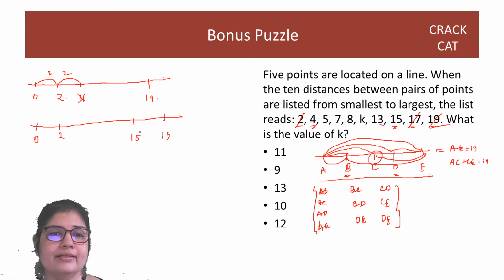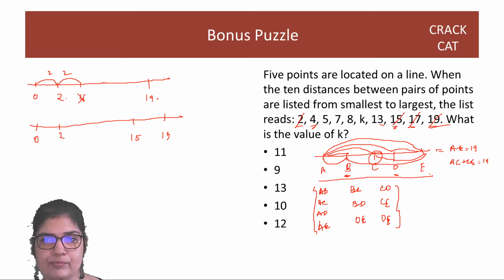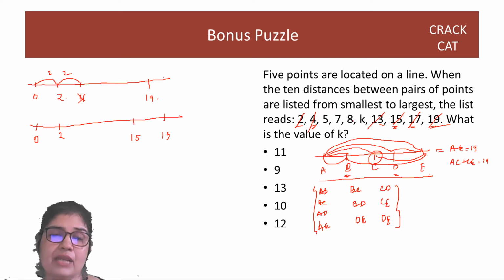So now, what other distances have we got? We have got 15 as a distance, 0 to 15. Correct? We have got 4 as a distance, 15 to 19. And we have also got the distance of 13, which is 2 to 15. Now I want two more distances. This is what will give me our point C, right?